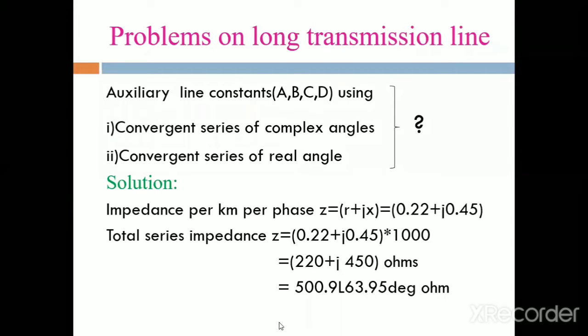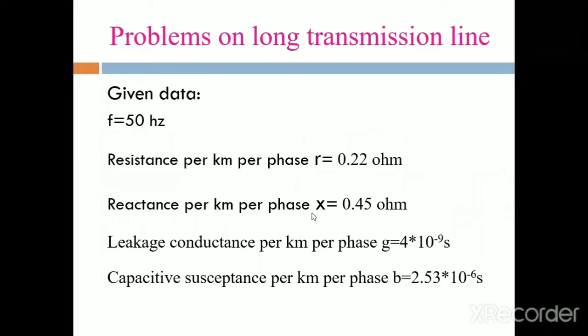What is the R value? That is 0.22 ohm, also per kilometer per phase. Then we substitute 0.22 plus J. What is the X? That is the reactance. X is equal to 0.45.